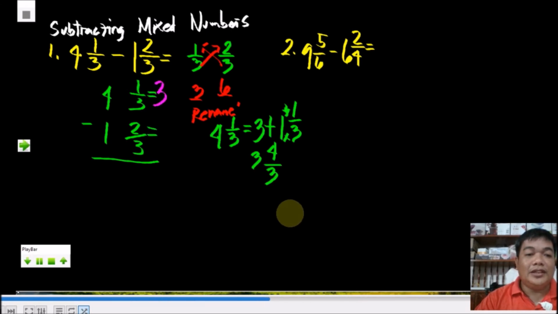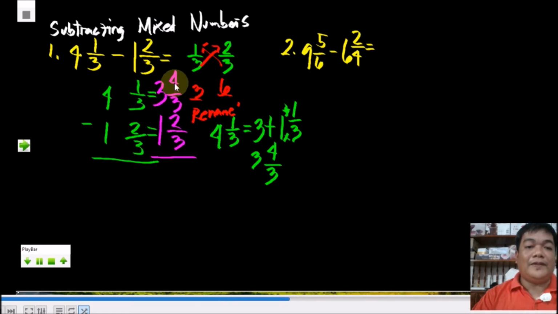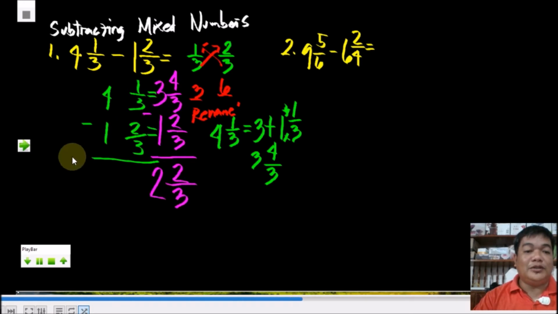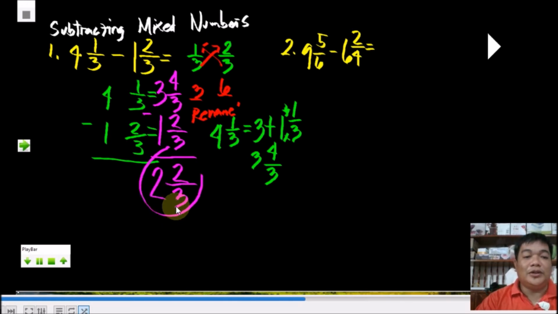So 3 and 4/3 minus 1 and 2/3. In subtracting fractions, this is now a similar fraction, so we subtract the numerators, then copy the denominator. So 4 minus 2 is equal to 2, copy the denominator which is 3, then 3 minus 1, that is 2. So 2 and 2/3. Can we simplify 2 and 2/3? No, because the fraction is in the lowest term.